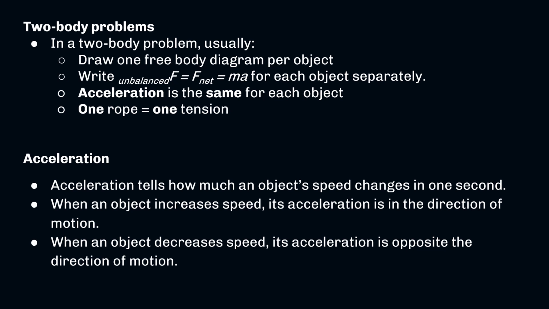What we're going to have for these as well is, if there's one rope, there's one tension, or one string, one tension. So if there's one string between two blocks, we have the same tension throughout that entire string. On the bottom here, acceleration is going to be important when setting up our Newton's second law equations. If an object increases speed, its acceleration is in the direction of motion. If we're decreasing speed, the acceleration is in the opposite direction of motion. So let's now see what our example is going to look like.